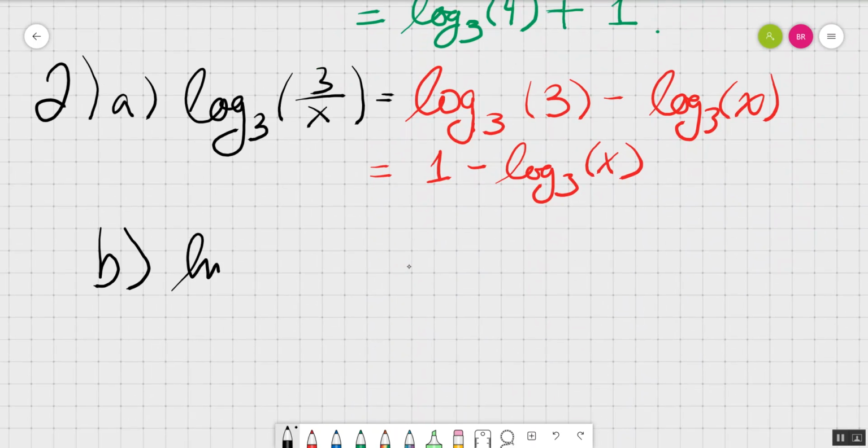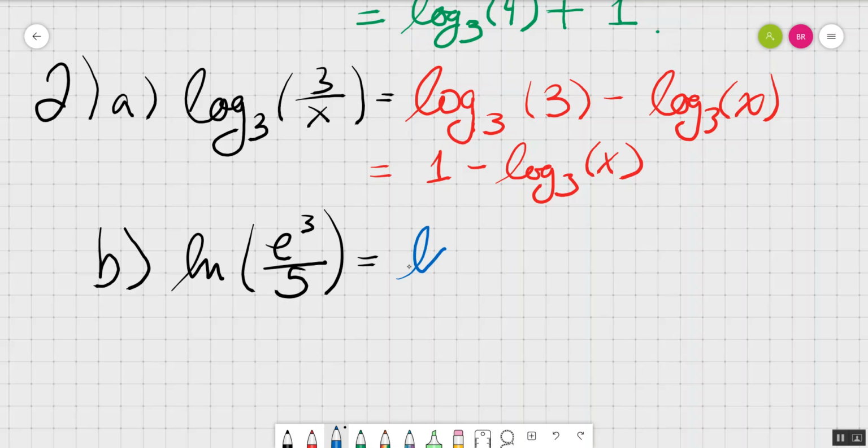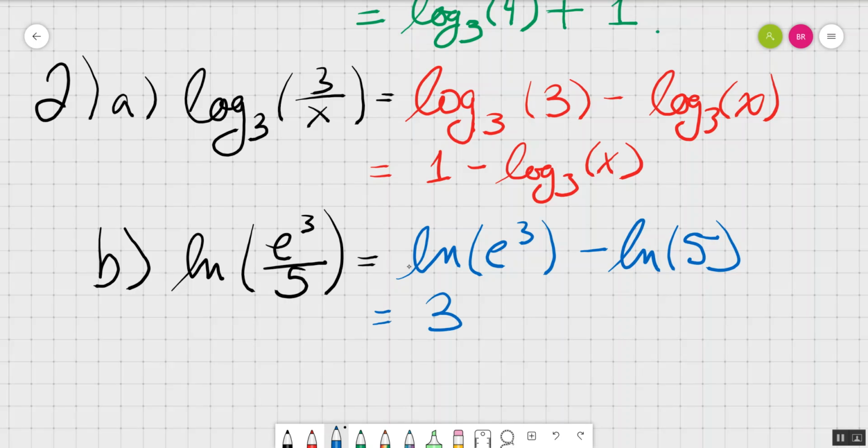So we want to do the natural log of e cubed over 5. So I'm going to rewrite this using the division rule. So I'll have the natural log of e cubed minus the natural log of 5. Hopefully remember that the natural log is the log base e. So this is saying, what exponent do I need for base e that will be equal to e cubed? Well, that would just be 3. So this is 3 minus the natural log of 5.